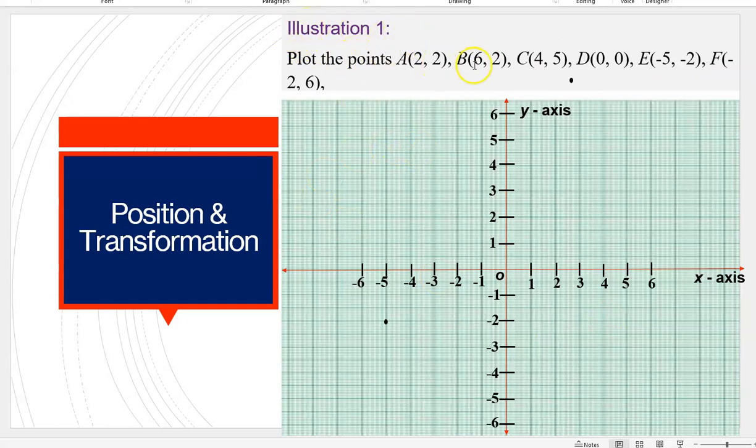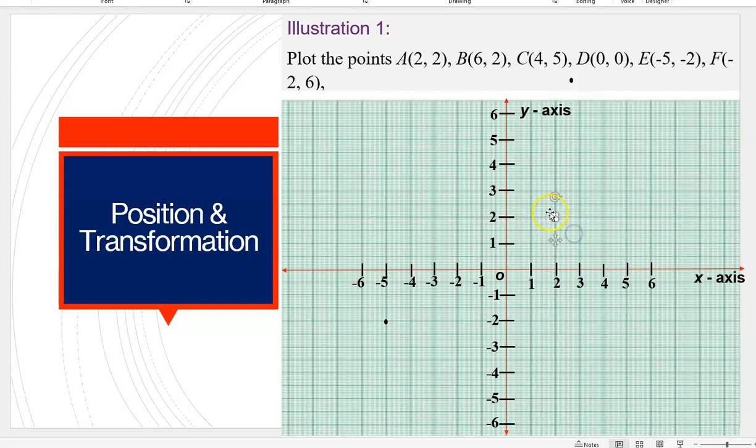Alright, we are going to learn how to plot. Now plot the points A (2, 2), B (6, 2), C (4, 5), D (0, 0), E (-5, -2), and F (-2, 6). So first of all, we have A (2, 2). I normally write X on the first number and then Y on the second number so that I don't get confused. So X is 2 and then Y is also 2. So intersection of this and that, X is 2, Y is also 2. So the intersection will give us the answer.